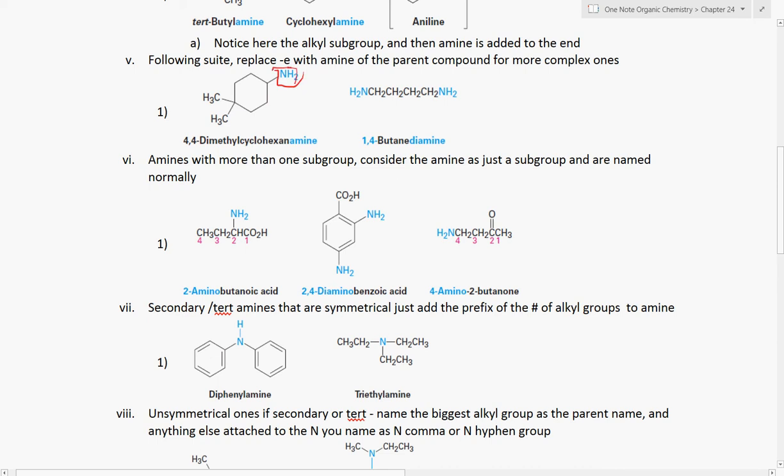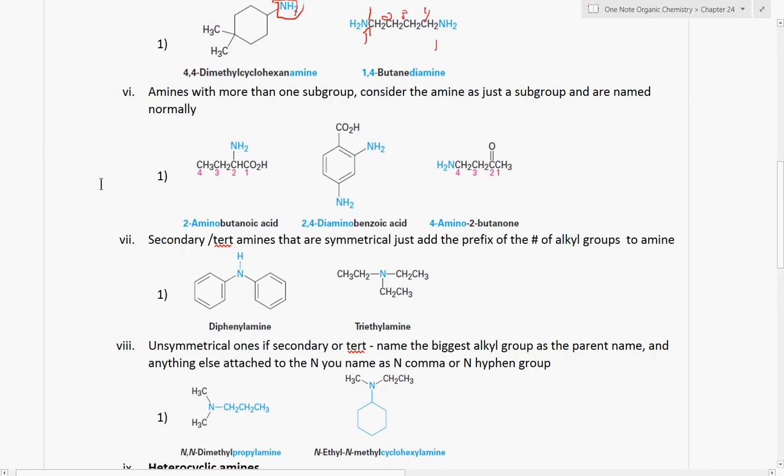And here you have 1,4-butanediamine. So you would just name the parent chain 2, 3, 4, and you've got an amine on 1 and 4. So for amines with more than one substituent, consider the amine just as a substituent and they're named normally. So you have 2-aminobutanoic acid. Notice it changes to amino when you have multiple groups on an alkyl chain.